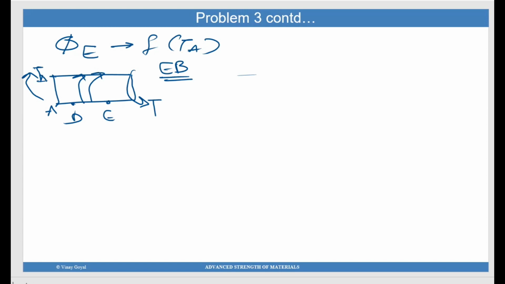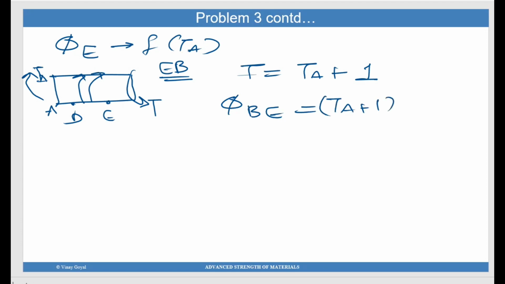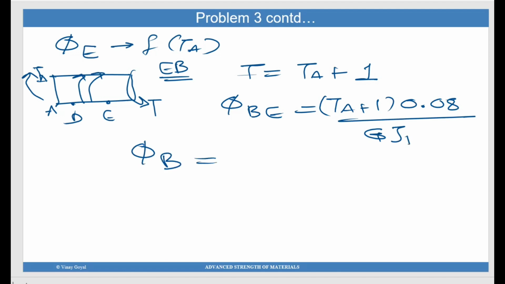This will give me T equals TA plus 1. I put it in the equation. I get phi E equals TA plus 1 into whatever that L is. I think it's 0.08 upon GJ1. So I know what phi E is. So now I get phi B. So I get phi B as some function F1 of TA.